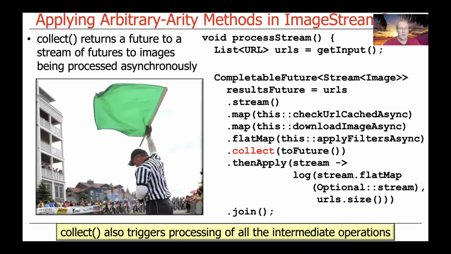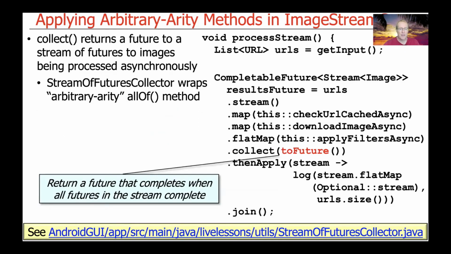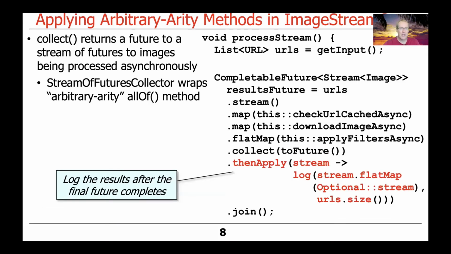So keep in mind that collect also does something else. It triggers the processing of all the intermediate operations. And we're going to get the appropriate collector by the call to the toFuture method. And that toFuture method is, of course, going to be a factory method that's used in conjunction with our StreamOfFuturesCollector class, which will be a wrapper around the arbitrary-arity allOf method.